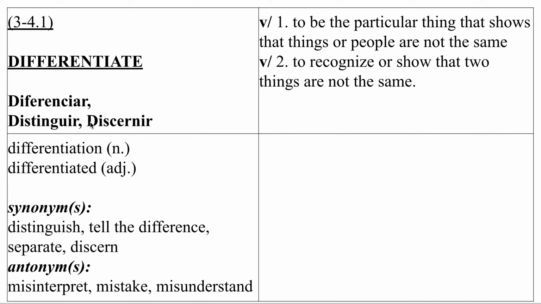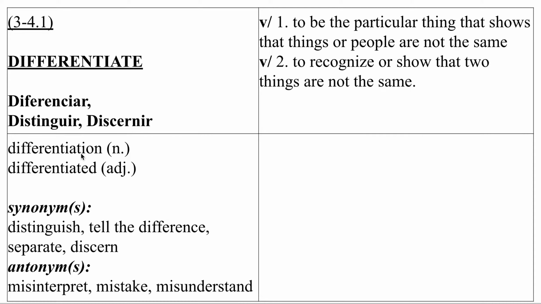Diferenciar, distinguir, o discernir. Okay, and so differentiate can either be something that people do, which is definition 2, or it can be describing a thing. In both cases, it has to do with a difference. We'll talk about that a little more when I get into the definitions in a second. I'll show you examples with each definition.